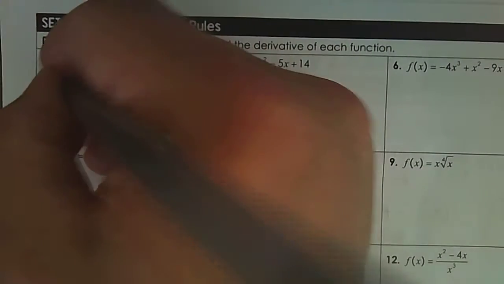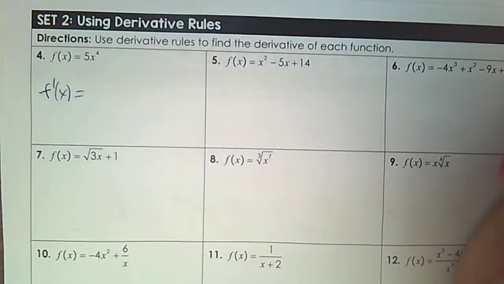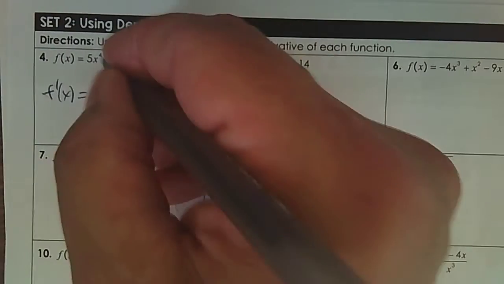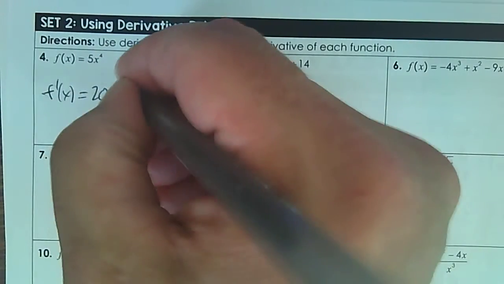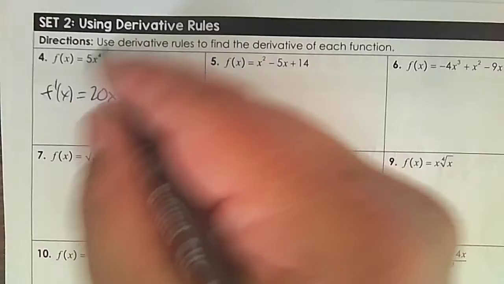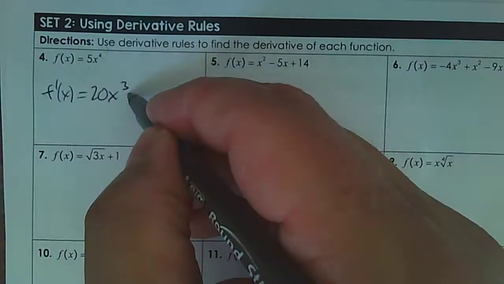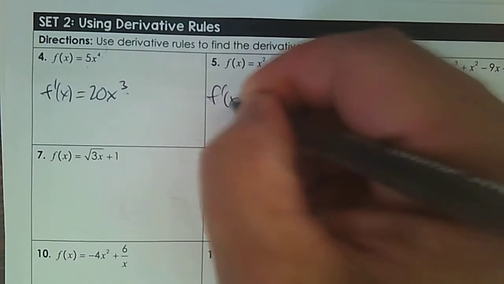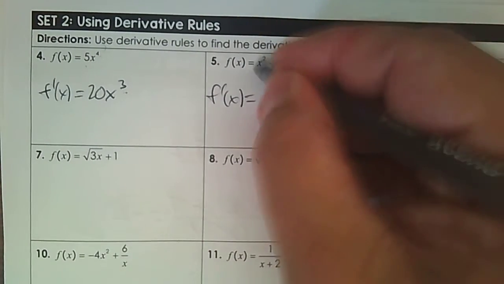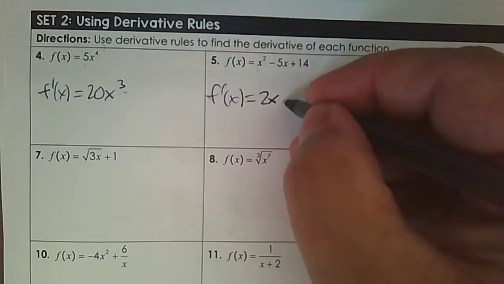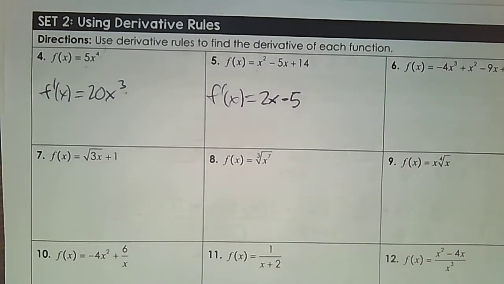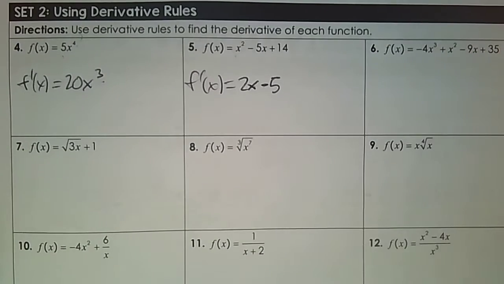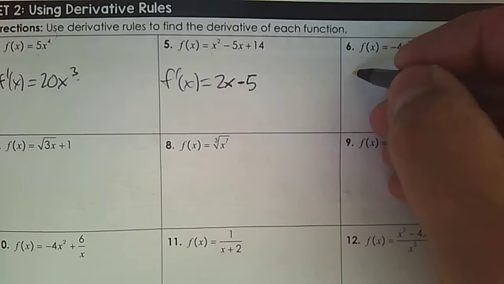So how do you find the derivative using the power rule? And if it's not a power, make it a power. 4 times 5, 20, x cubed. That's the rule. You multiply and then subtract 1 to the exponent. The derivative, x squared, 2 times 1, subtract 1 to the exponent. -5x is -5. And the derivative of 14, 0. Keep going. That's how simple it is.